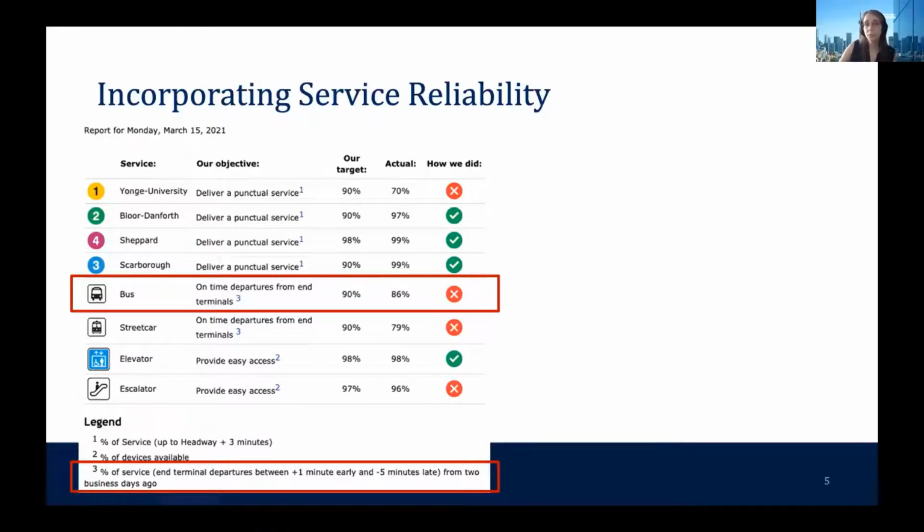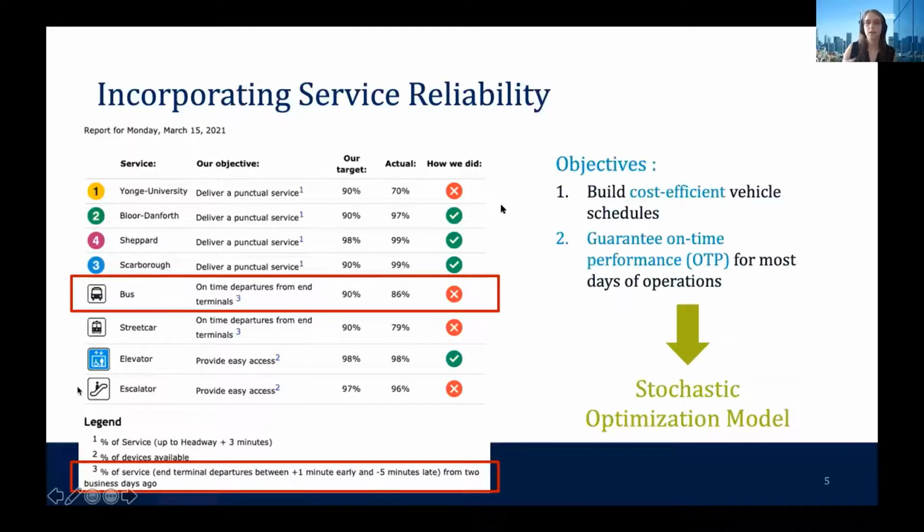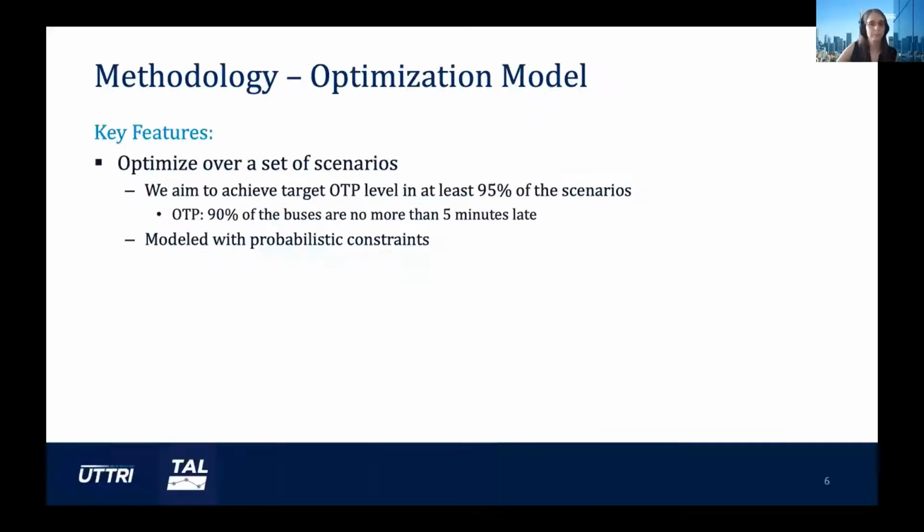So what we want to do in this project is to incorporate the service reliability when we construct these vehicle schedules. We want to build cost-efficient vehicle schedules, but also guarantee this on-time performance, or OTP, during the days of operation. And here is where we use a technique called stochastic optimization models, where we're basically going to combine optimization techniques with some data analytics.